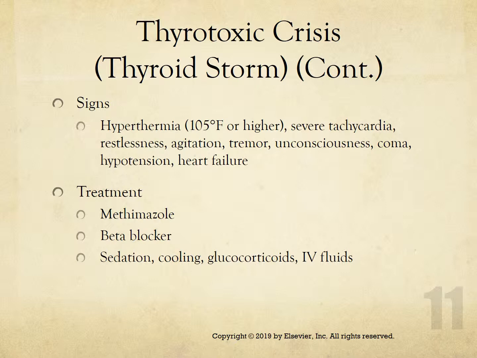You're going to have hyperthermia with a temp of 105 or higher, severe tachycardia, restlessness, agitation, tremor, unconsciousness, coma, hypotension, heart failure. So then what is the treatment? You can have methimazole, you can do beta blockers, you would want sedation, cooling, corticosteroids, IV fluids to treat the other signs.